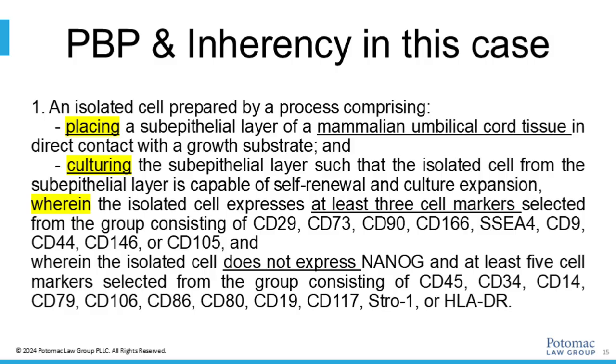And it has those two steps of placing and culturing, but also it has the additional limitations which come in the wherein phrases. In some sense, this is a type of product by process claim that I call a hybrid claim, because in addition to the steps, it includes those additional limitations about the characteristics of the product itself. And I'm going to touch upon that further.